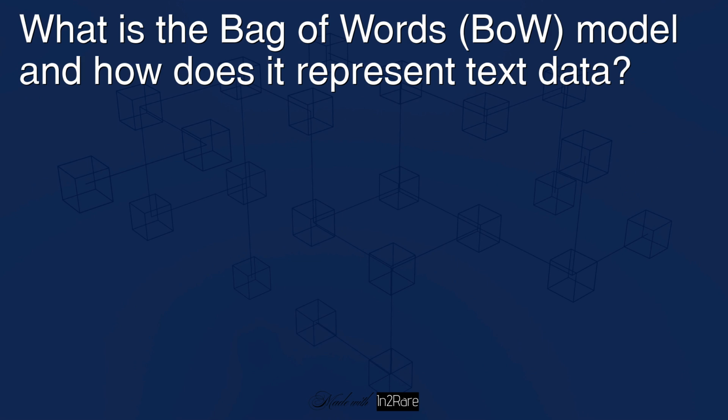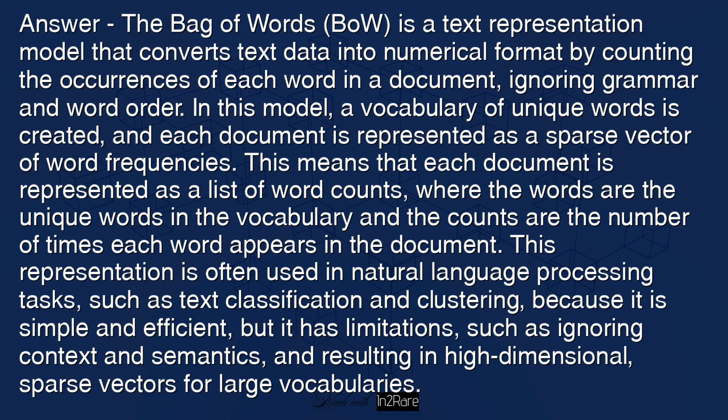What is the bag of words (BOW) model and how does it represent text data? Answer: the bag of words (BOW) is a text representation model that converts text data into numerical format by counting the occurrences of each word in a document, ignoring grammar and word order. In this model, a vocabulary of unique words is created, and each document is represented as a sparse vector of word frequencies. This means that each document is represented as a list of word counts, where the words are the unique words in the vocabulary and the counts are the number of times each word appears in the document.